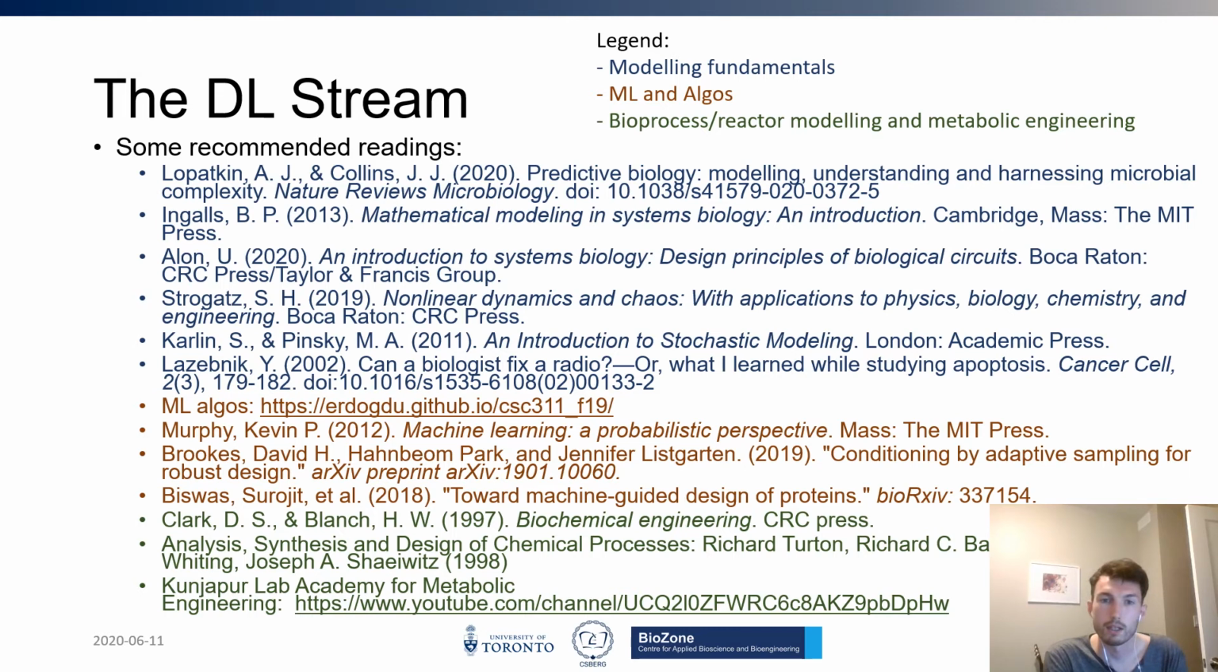depths of mathematics backgrounds. And I've included this correspondence called Can a Biologist Fix a Radio? Or What I Learned While Studying Apoptosis. It's a correspondence to Cancer Cell journal. Note its date. It's from 2002, so it's quite old, but it is interesting because it's around 2 years after when one might say the birth of synthetic biology was, around the year 2000. So just keep that in mind as it contextualizes it, but I think it makes it interesting.